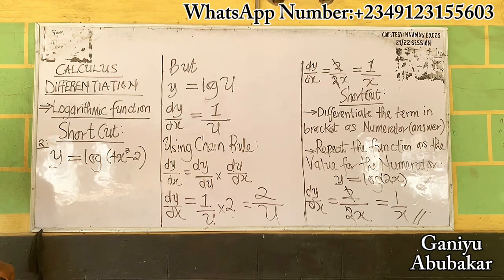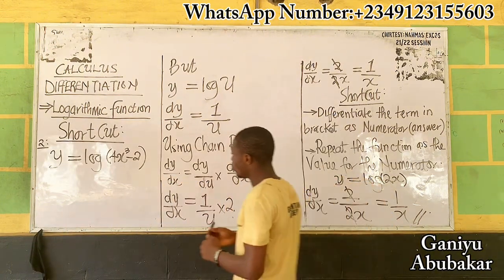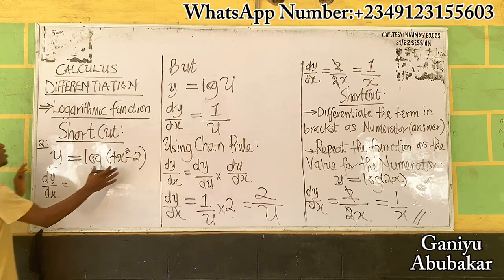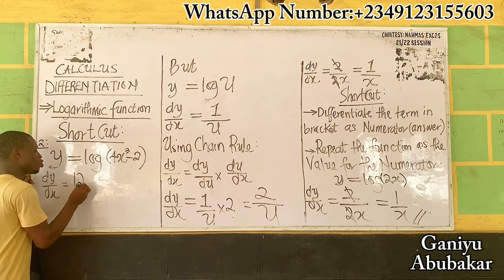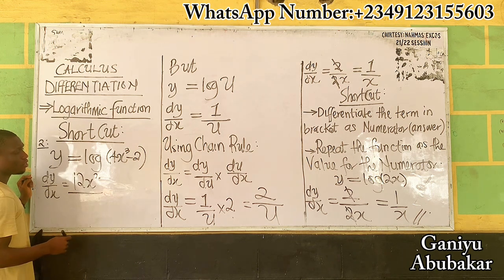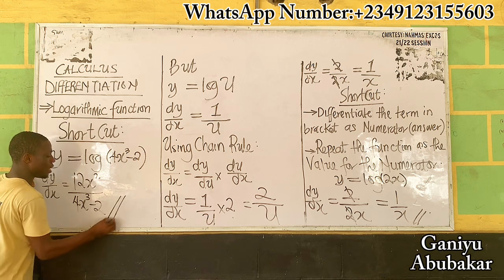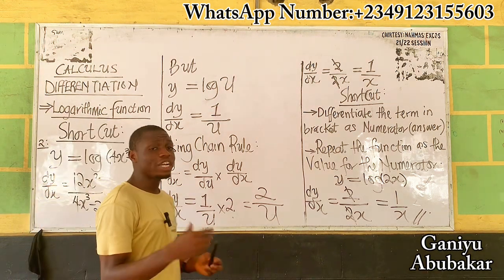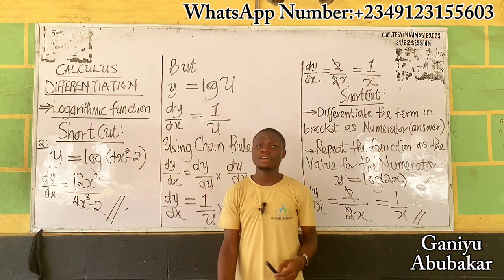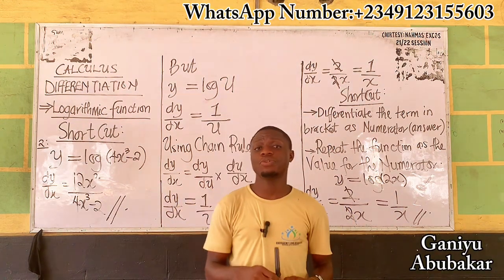Let's solve this, please. First, what do we know? We said differentiate the term in bracket as the numerator. So dy over dx will be equal to the derivative of 4x cubed minus 2, which gives 12x squared as the numerator. All over, repeat the term in bracket, or repeat the function. That's 4x cubed minus 2. This is my answer. You can try using the long procedure, you still get the same answer. Using the shortcut, I have this answer. This is how to solve problems involving the shortcut of logarithmic function.